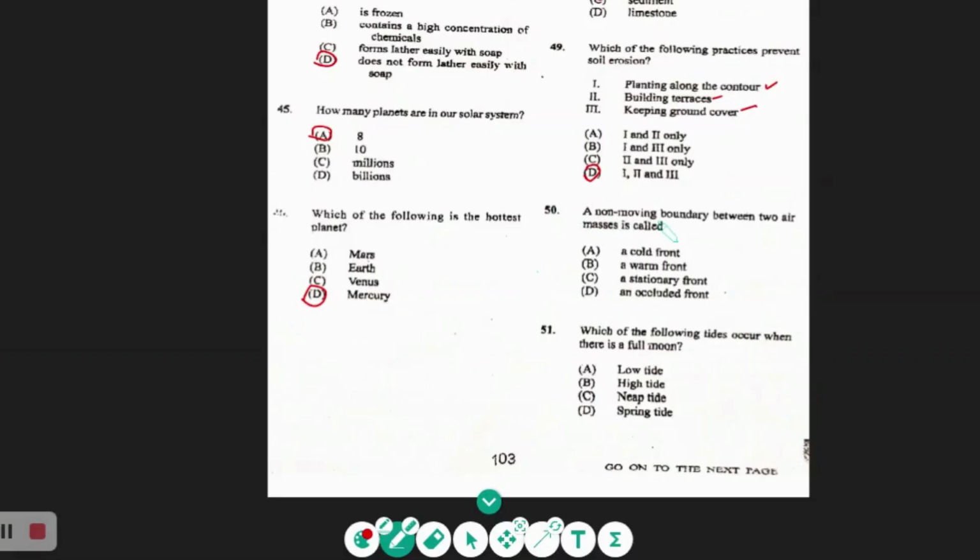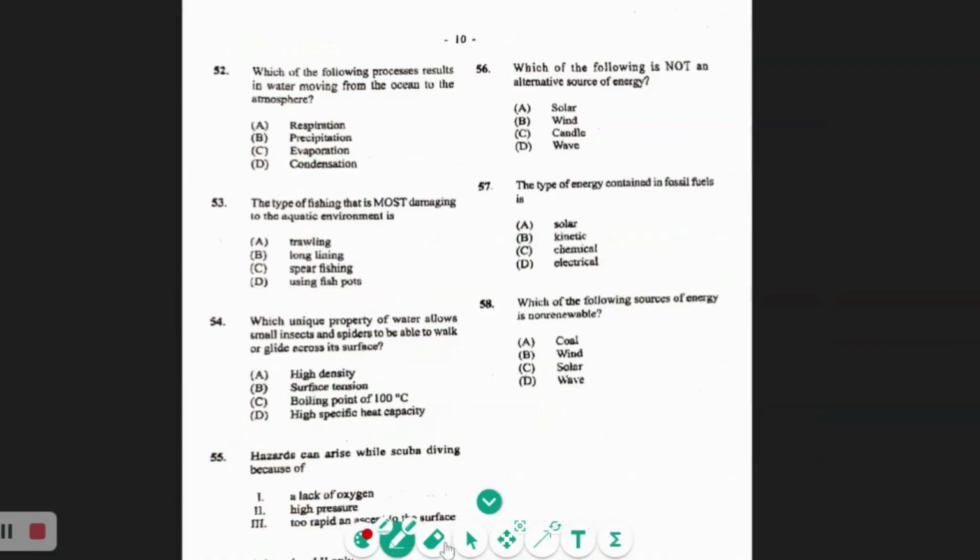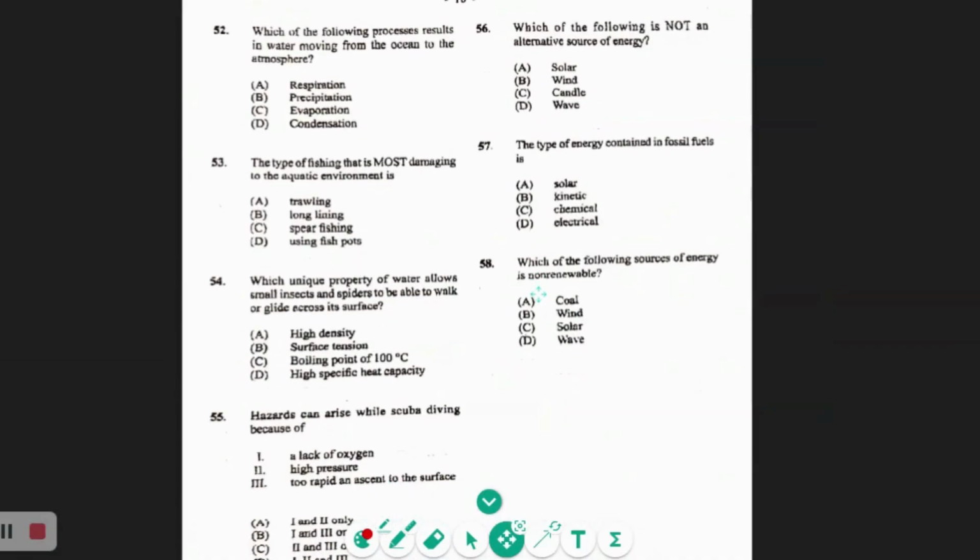50. A non-moving boundary between two air masses is called a stationary front. So even if you couldn't figure it out, that word stationary tells me that it's stagnant, it's not moving. 51. Which of the following tides occurs when there is a full moon? So when there's a full moon, we get D, which is the spring tide. We're almost to the end.